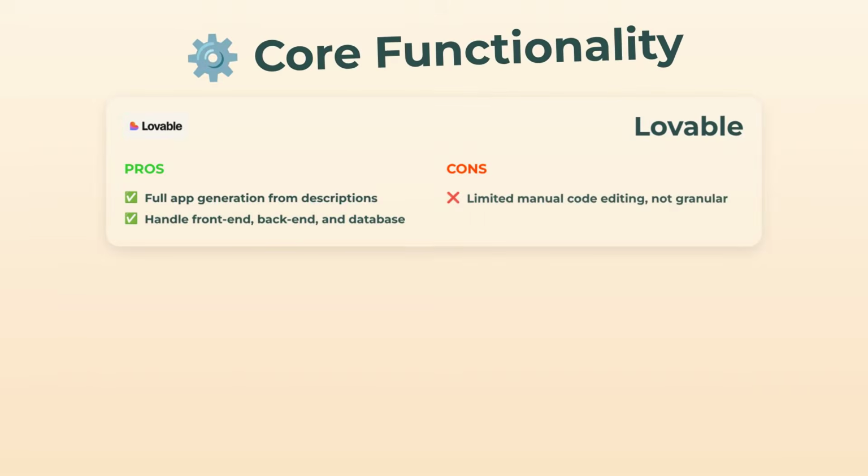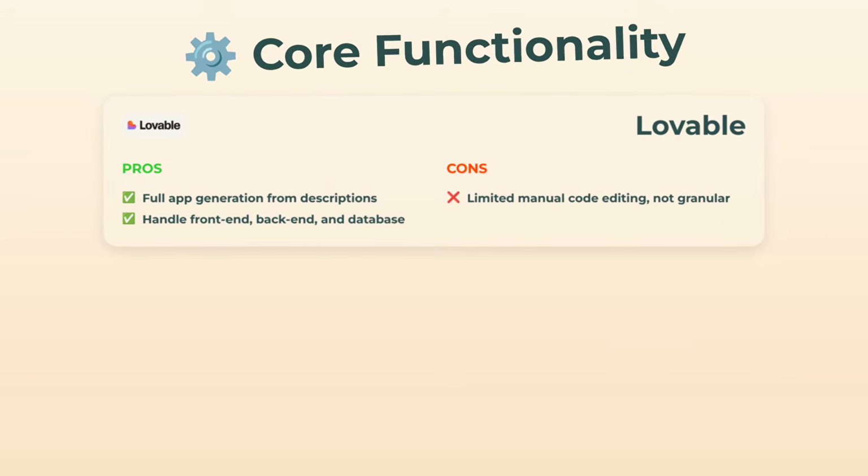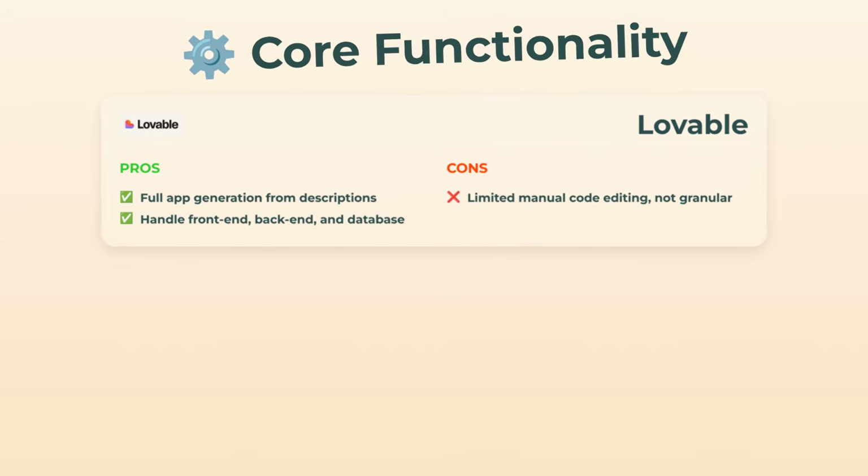Next up, core functionality. Lovable's main flex: it basically generates entire apps from a few sentences. Want both front-end and back-end wired up? Done, databases handled. The only catch? If you want to tinker with the actual code, Lovable keeps things kinda surface level.